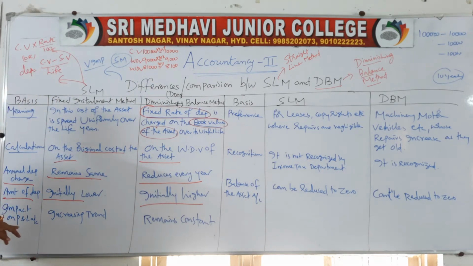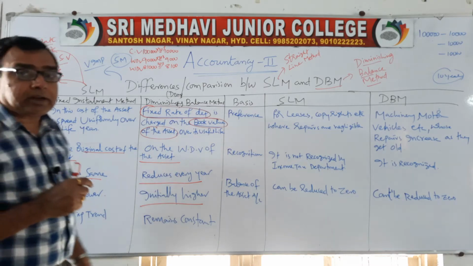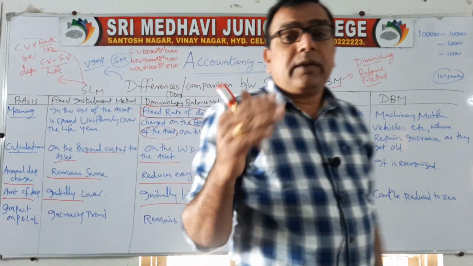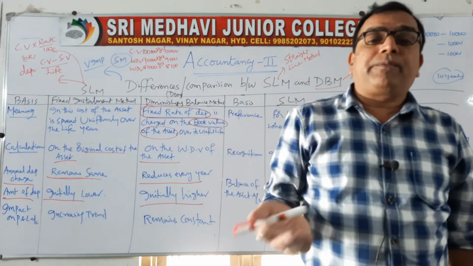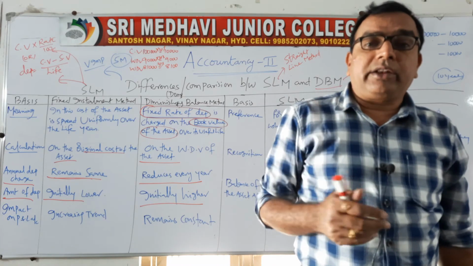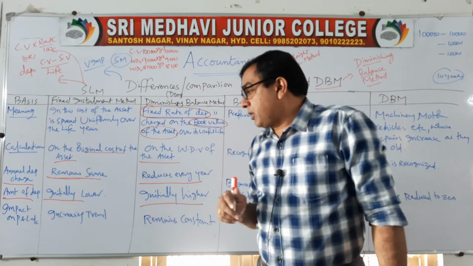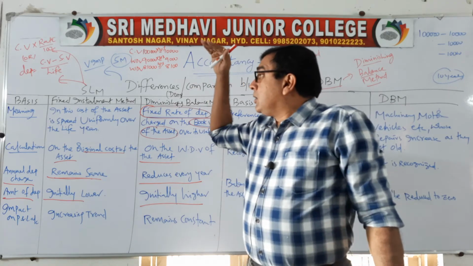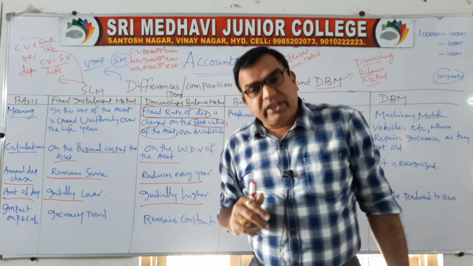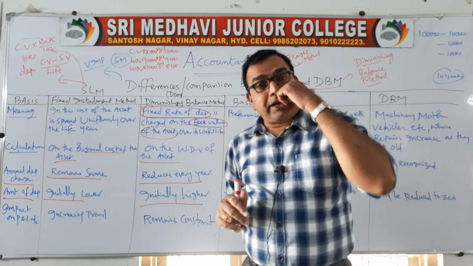Next, impact on profit and loss account. What do you mean by impact on profit and loss account? That means the amount we debit to the P&L account while calculating the net profit or loss of the business organization. So, that is called impact on profit and loss account.